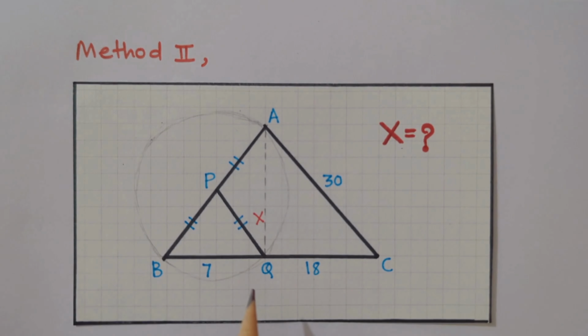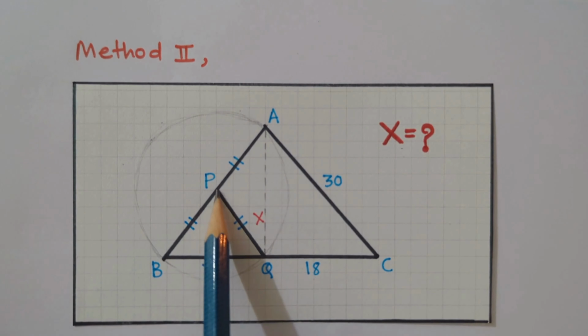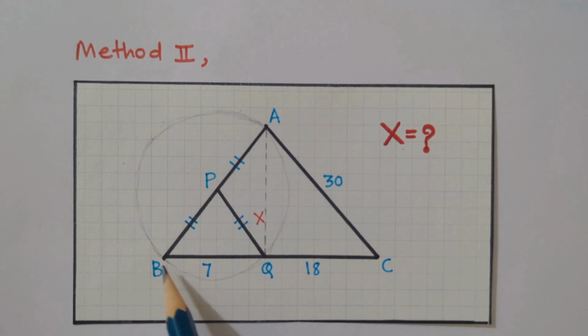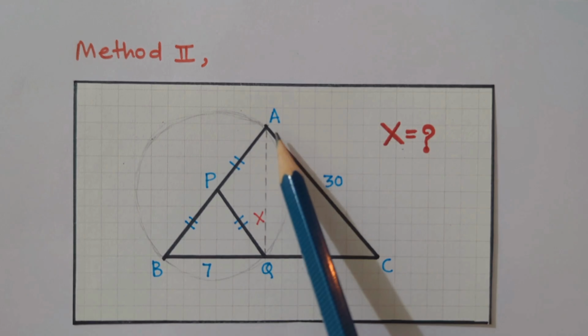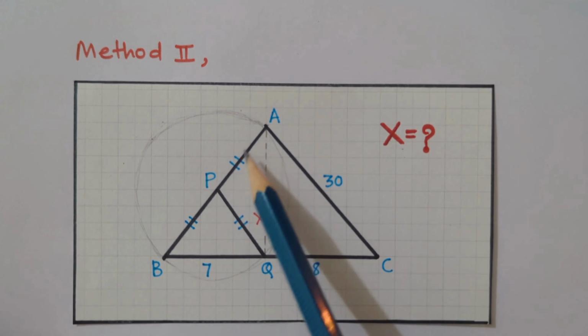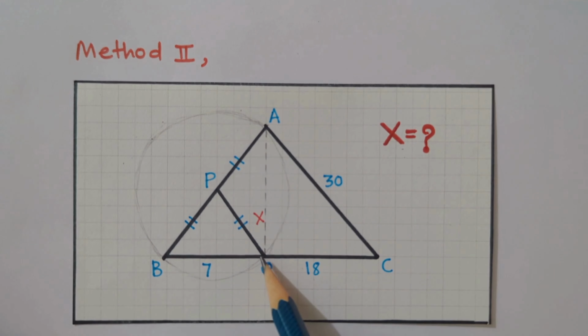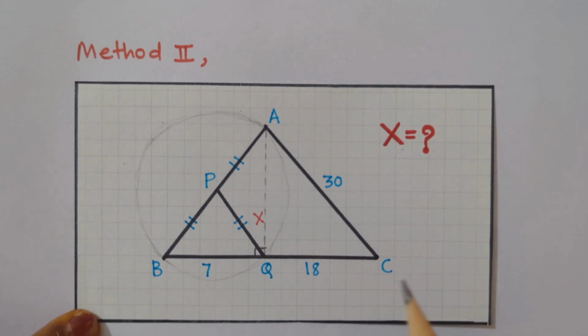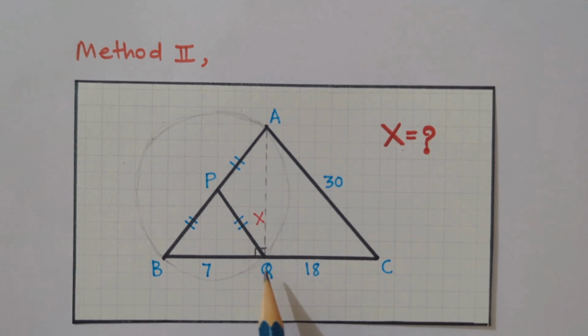In method 2, we are going to draw a circle considering the point P as the center of the circle, and AP, PB and AQ will be radii of the circle. So automatically AB would be the diameter of the circle. We already know that any diameter making contact with the circle automatically creates a right angle in that triangle. So here angle AQB would be 90 degrees.